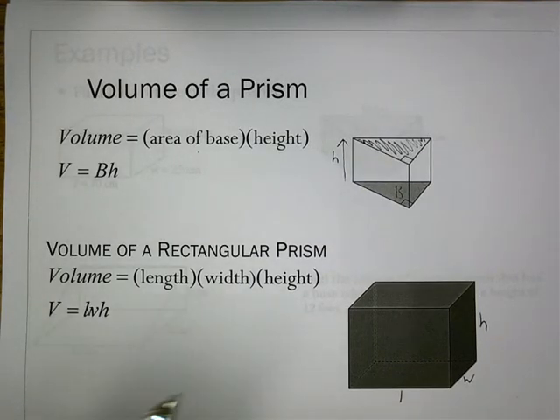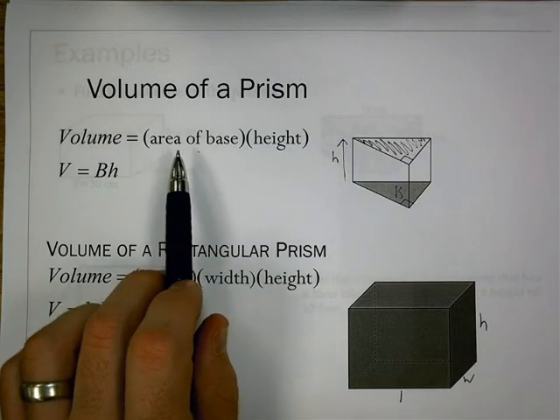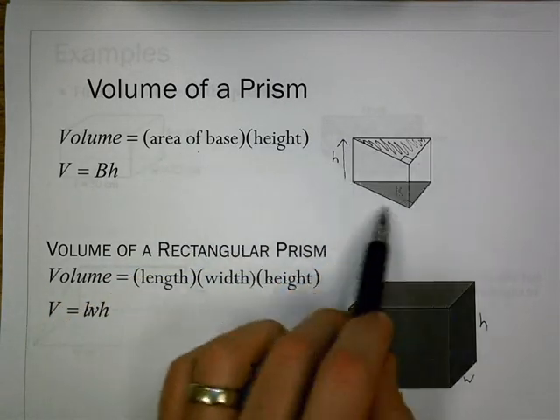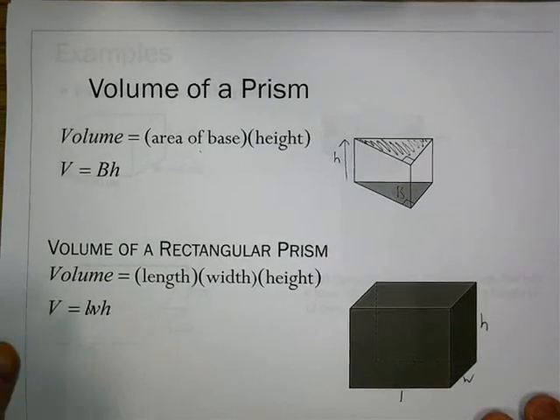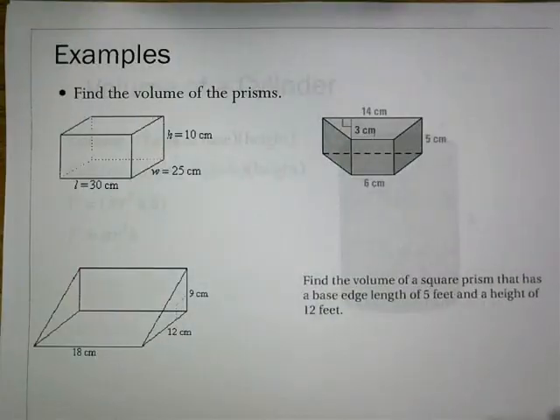With a cube, it would have been the values cubed, but if there were different values and it was a box or a prism like that, we could still multiply the three values. But we have to be careful because it still is area of the base. I wouldn't sit there and multiply all three values if it was a triangle. So let's do a few examples here.